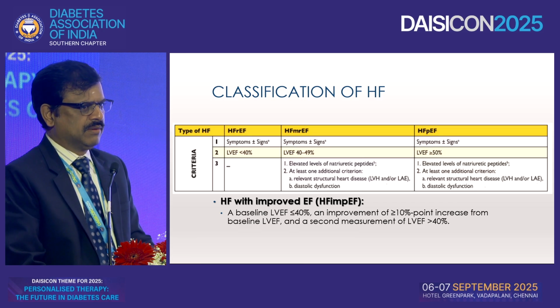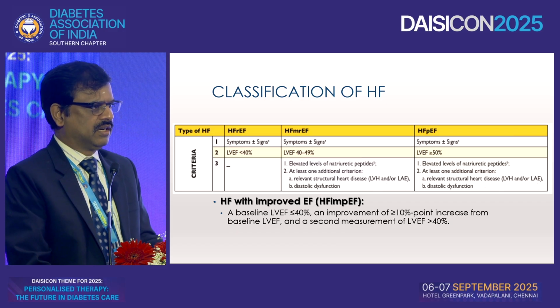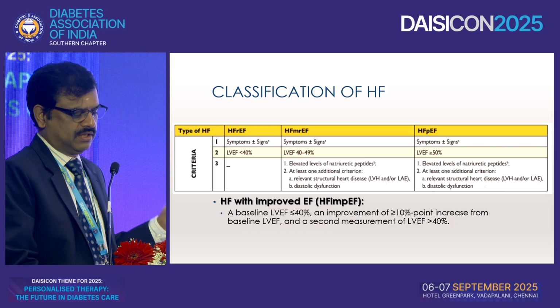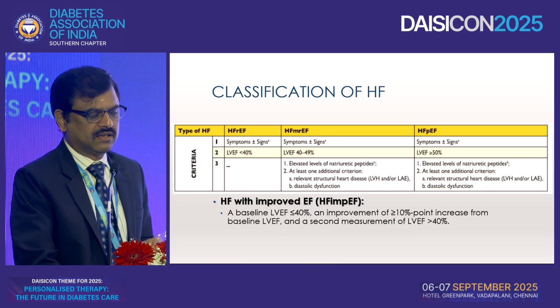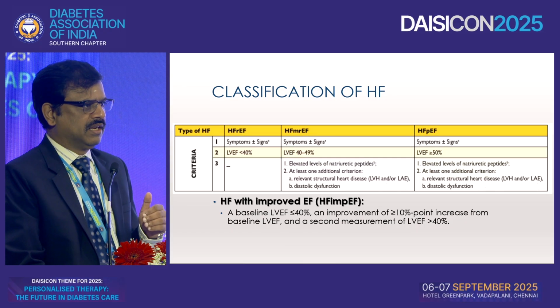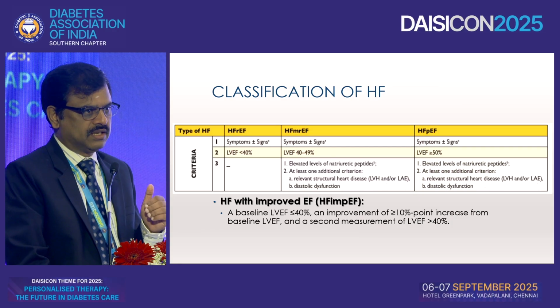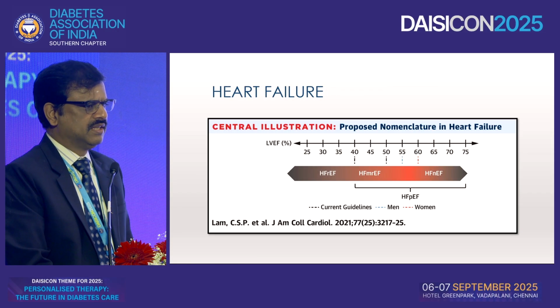One other term: suppose I put a patient on guideline directed therapy, the patient comes to my clinic with EF of less than 35, I put the patient on guideline directed medical therapy, and on follow-up the EF is improving. That is called improved ejection fraction. The baseline EF falls in the reduced ejection fraction category, and when I put the patient on medication, when there is improvement of EF from the baseline by 10%, I call it improved EF, that is heart failure with improved EF.